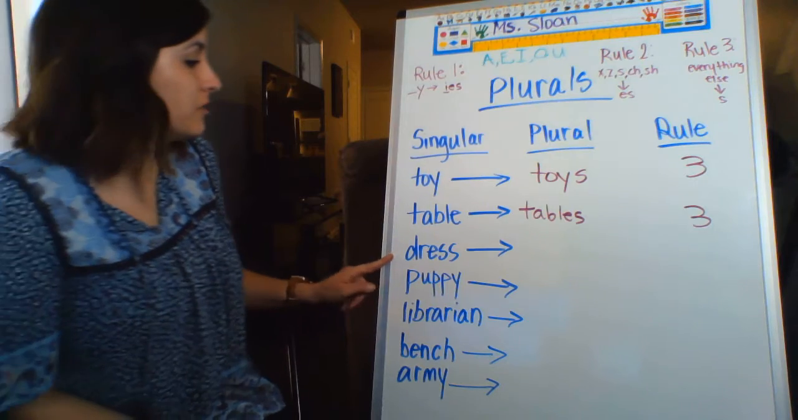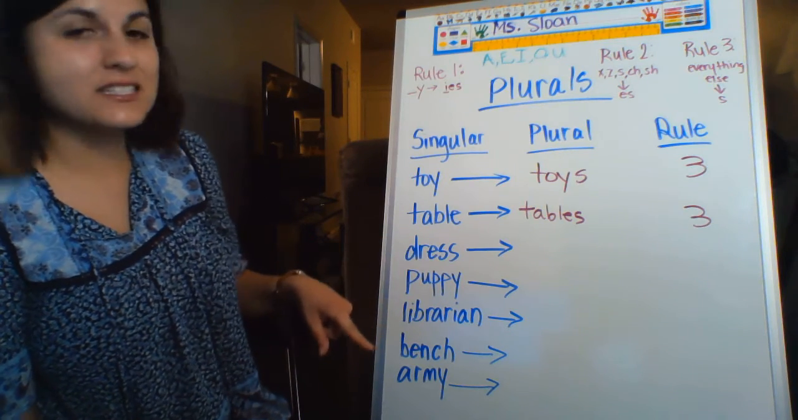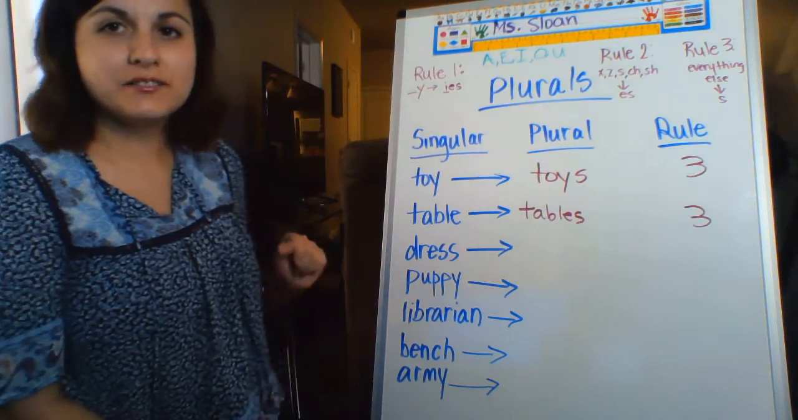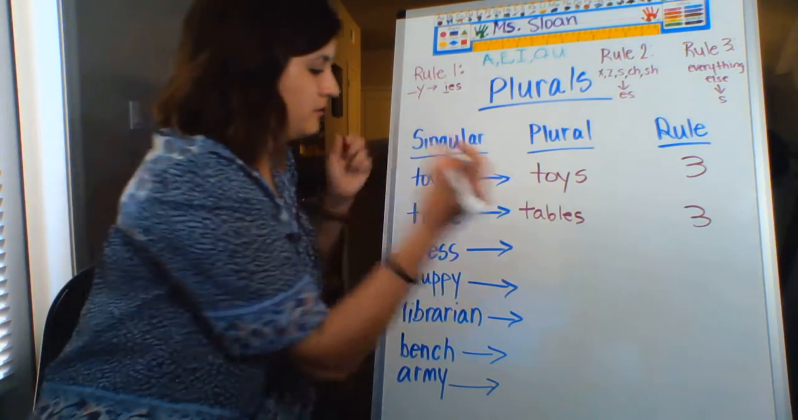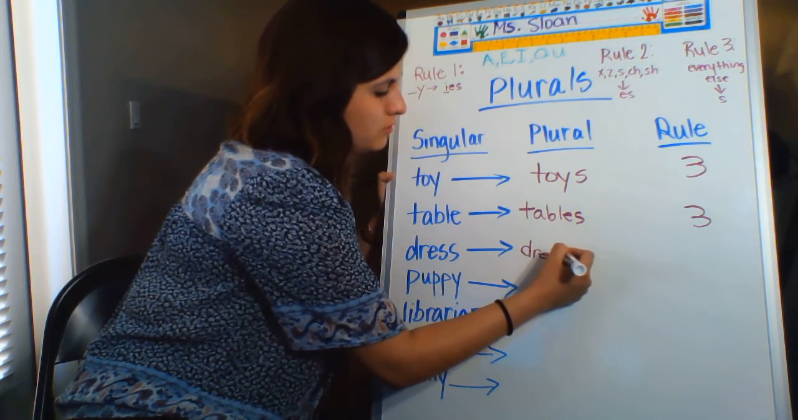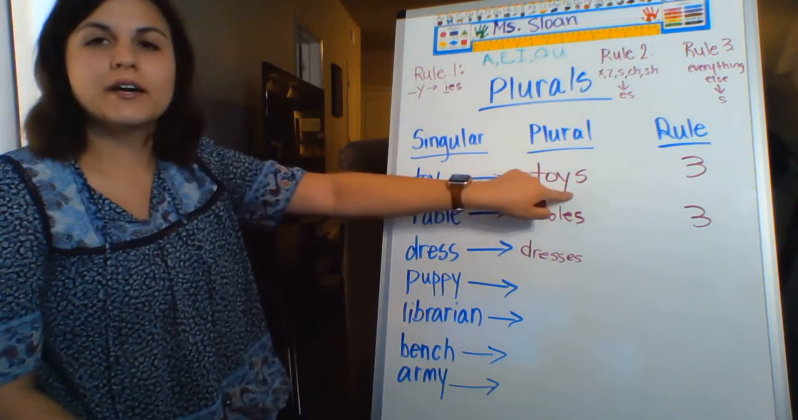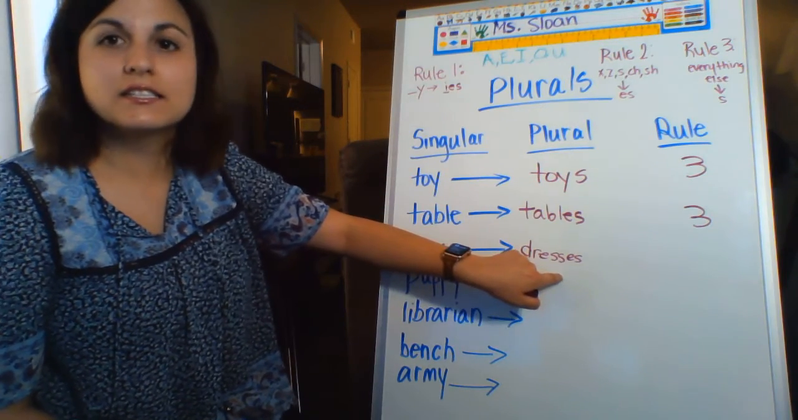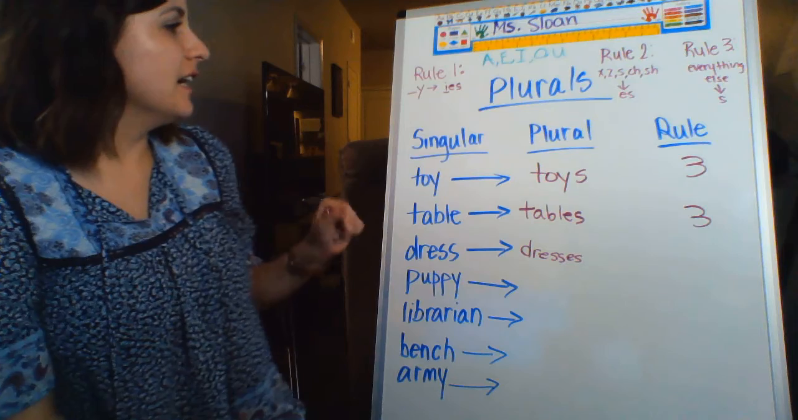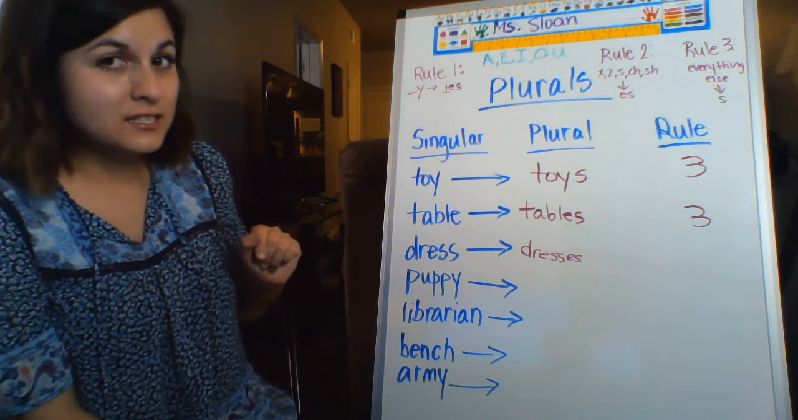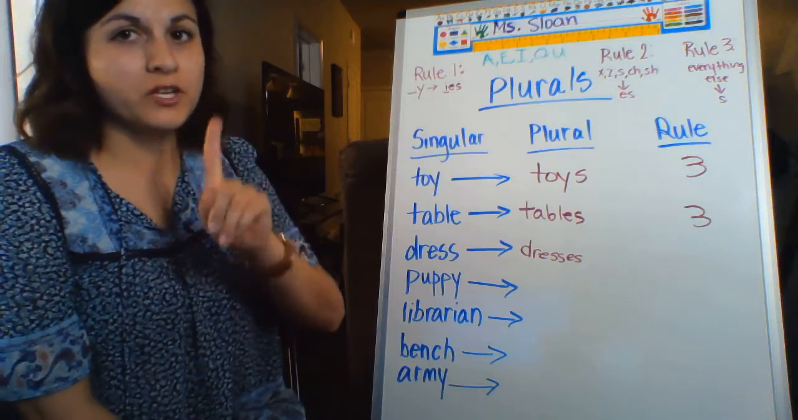Dress. Okay, this one looks a little different. So this one ends with an SS, dress. So, since it ends in an S, that means we just add an ES. So, dress becomes dresses. Dresses. So let's listen to that really quick. So toys, tables, dresses. So when we have to apply rule number 2 and we add an ES, instead of just an S sound, sometimes it sounds more like an iz sound. Dresses. But we know that it's plural, so it's more than one dress.